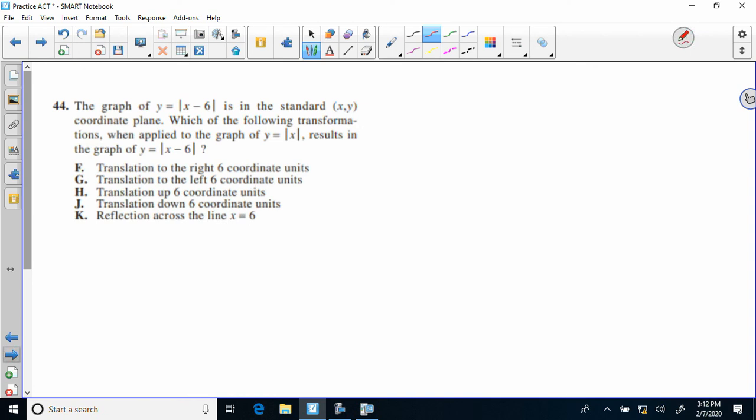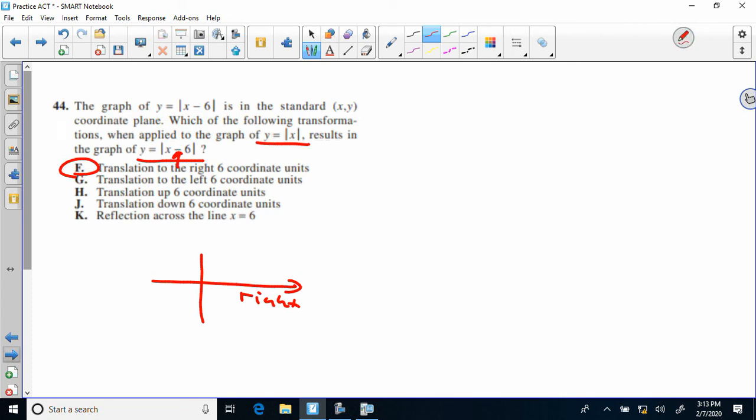The only thing they did from the absolute value of x to go to this is they moved it 6 units. Remember, it's the opposite direction there. Because of this minus, you always go opposite. So we went to the positive direction, which is to the right. So you went right 6 coordinates. So it should be the letter F on 44.